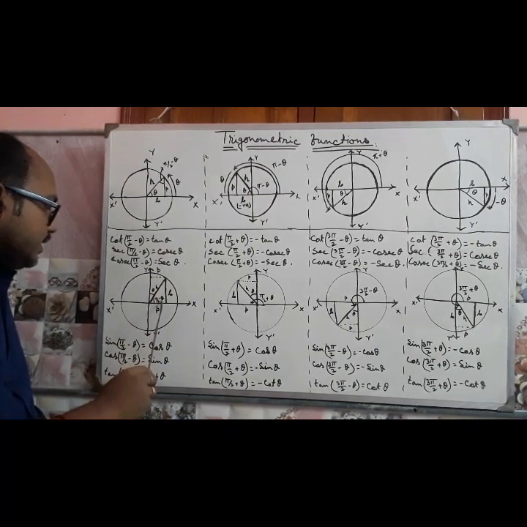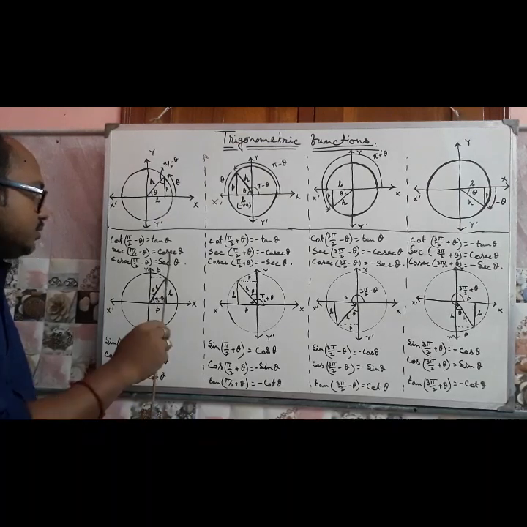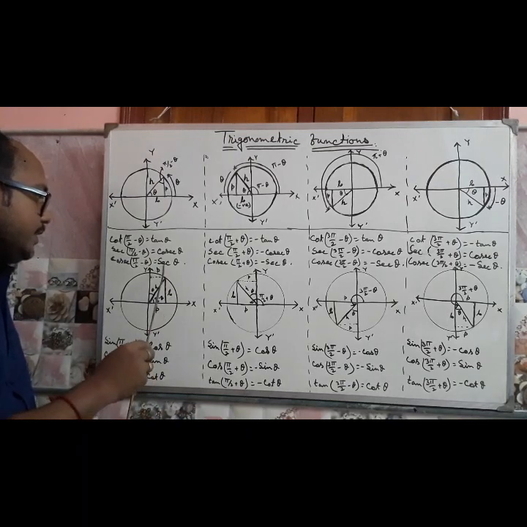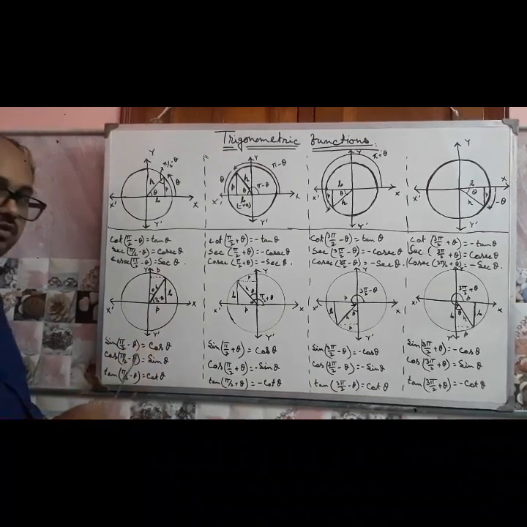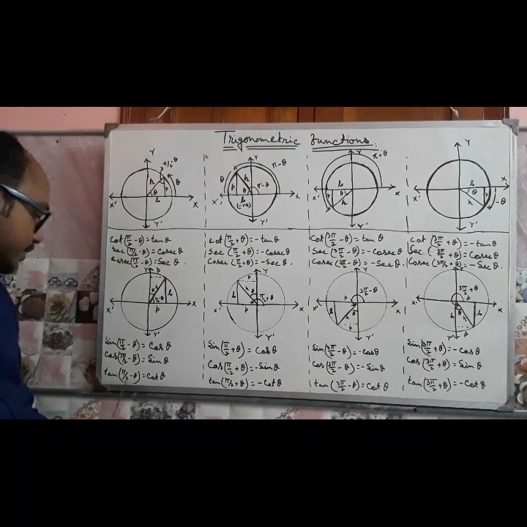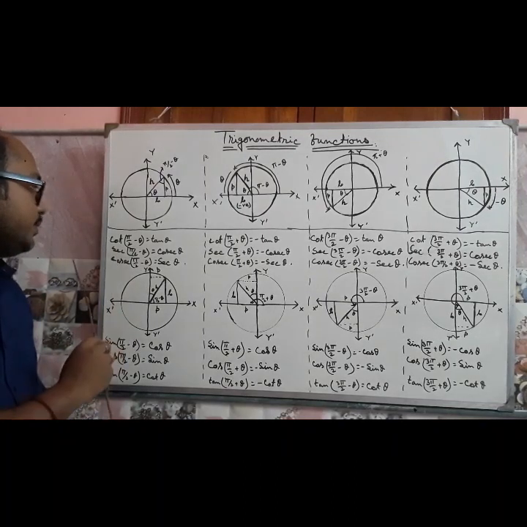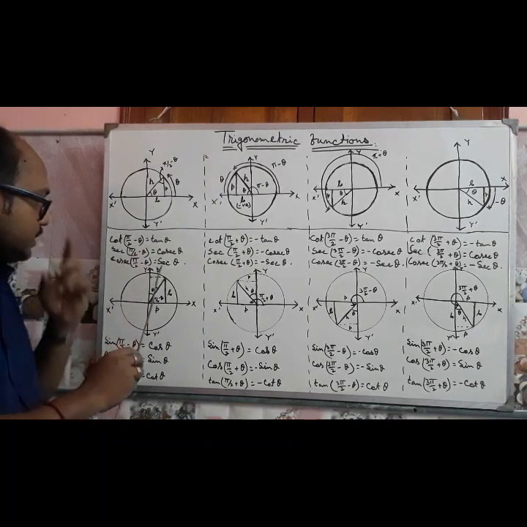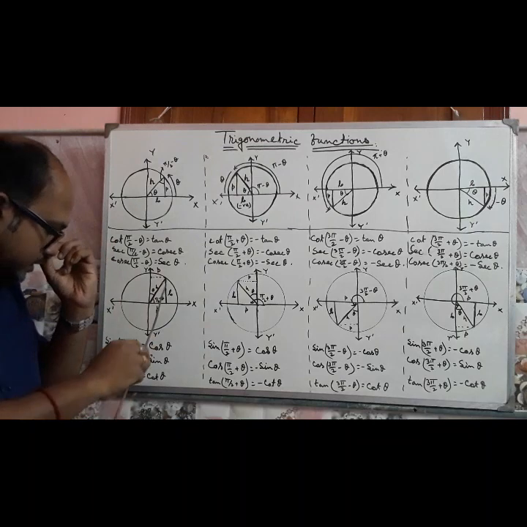Sec(pi/2 - theta) is hypotenuse by B, H by P, that is cosec theta from the previous case, and cosec(pi/2 - theta) is hypotenuse by perpendicular. What is the perpendicular here? B, that is H by B. Ultimately, from the previous occasion, we can say it is sec theta. So what we learned: sin(pi/2 - theta) is equal to cos theta, cos(pi/2 - theta) is equal to sin theta, tan(pi/2 - theta) is equal to cot theta, cot(pi/2 - theta) is equal to tan theta, sec(pi/2 - theta) is equal to cosec theta, and cosec(pi/2 - theta) is equal to sec theta. Already we learned this in class 10.